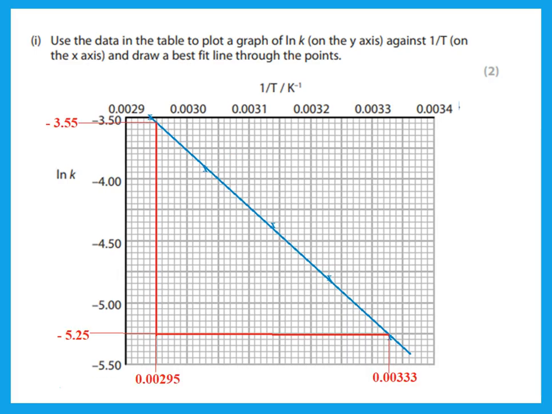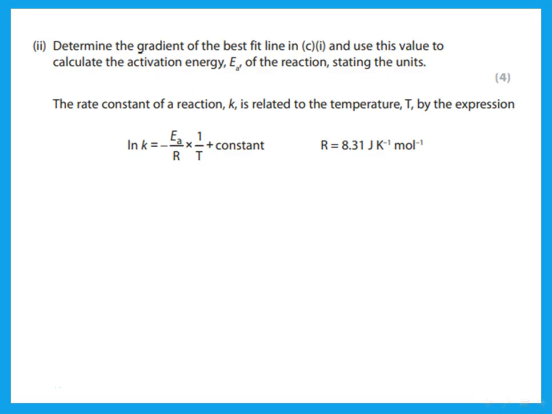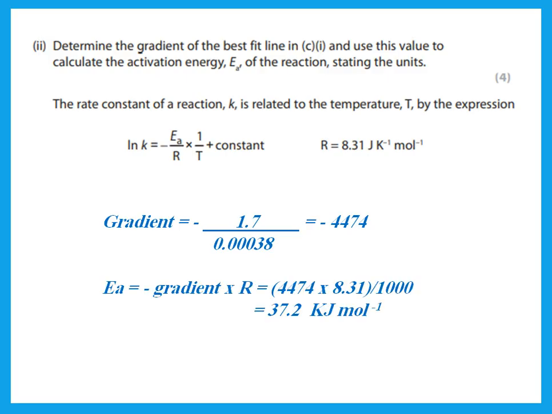And usually he says we should get the gradient of the line, so that is the y part over the x of the line, and using this gradient, then I can calculate the activation energy. Remember that if I have a graph of ln K versus 1 over T, the gradient is equal to minus EA over R. So EA is minus gradient times R. We usually divide by 1,000 so that my answer is in kilojoule per mole.